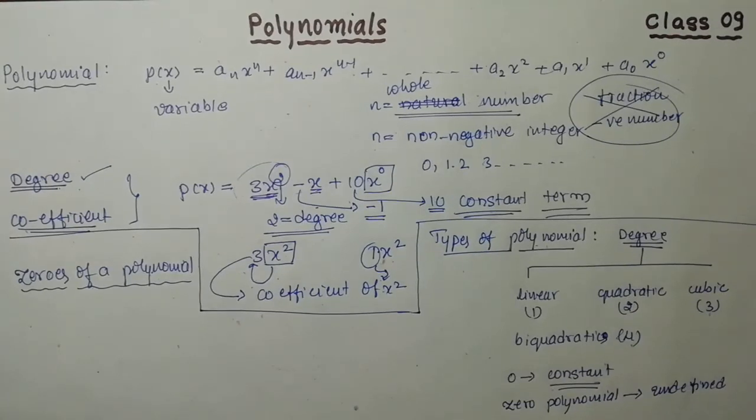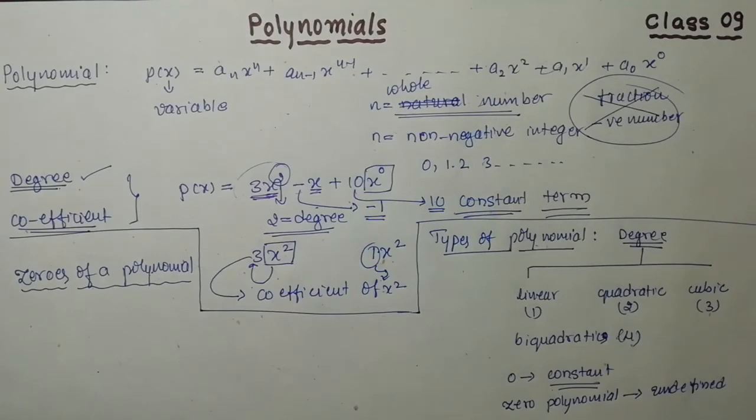Two more types of classification of polynomials are also there, based on number of terms, monomial, binomial, and based on number of variables, so polynomial in one variable, two variables, like that also. But apart from those two, this is very important: identification of the degree of the polynomial. If you identify the degree, then you can decide what type of polynomial it is.